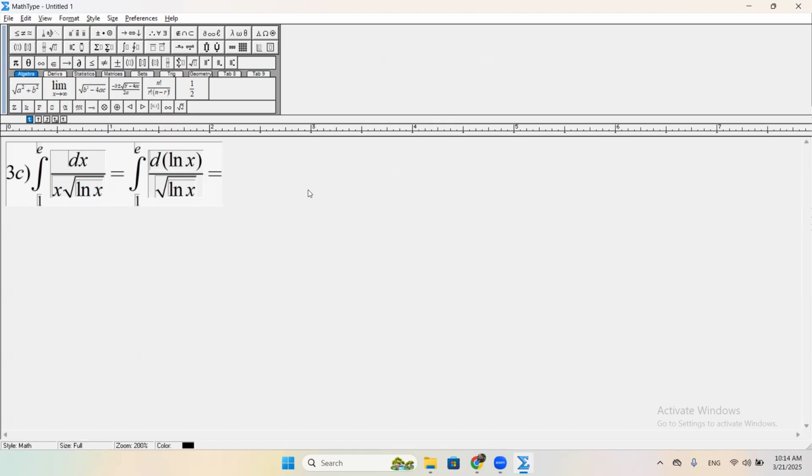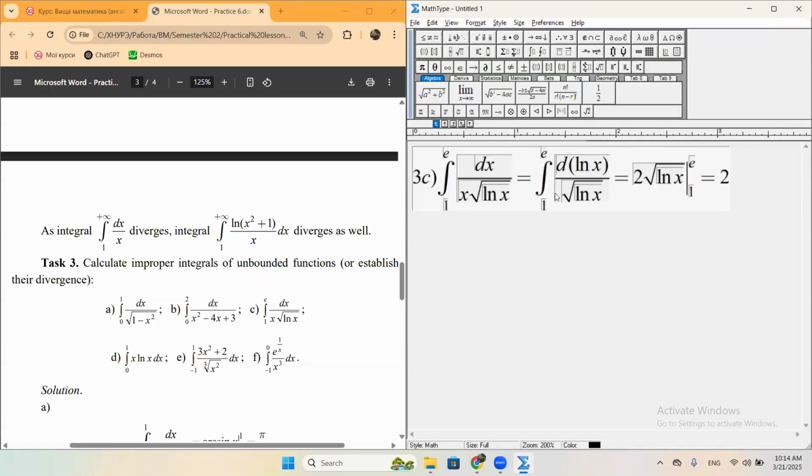So the answer is the following. 2 square root of logarithm of x with the substitutions from 1 to e. So when substituting e, we have 1. When substituting 1, we have 0. So 2 by 1 minus 0 equals 2. Any questions about this exercise? Okay, if no questions, moving on.